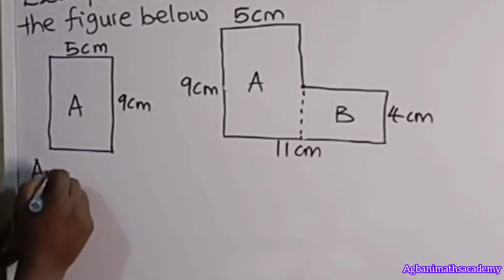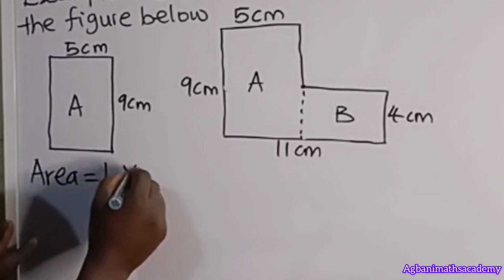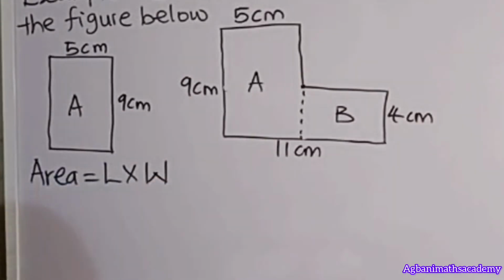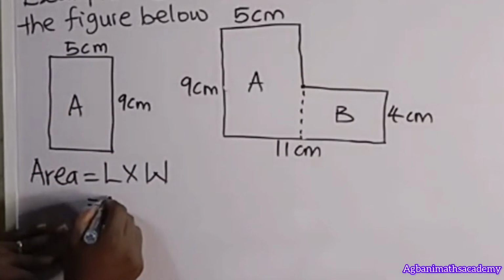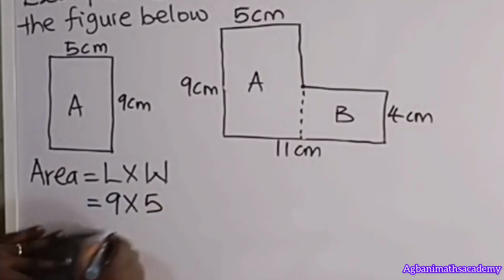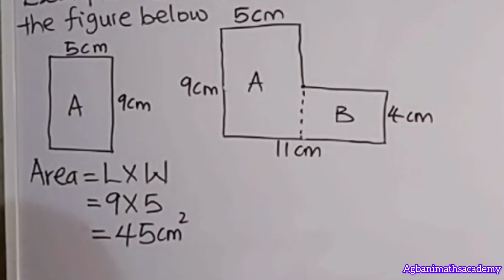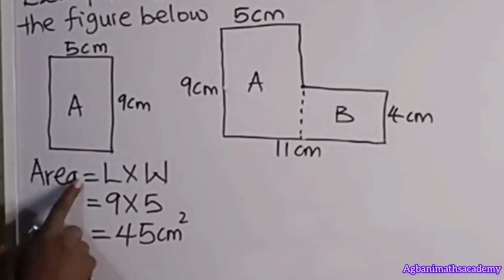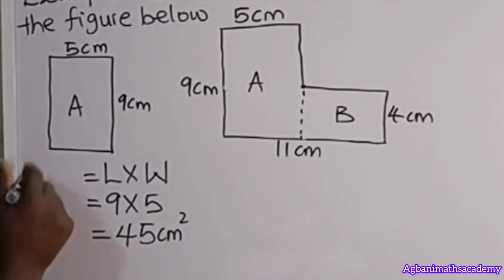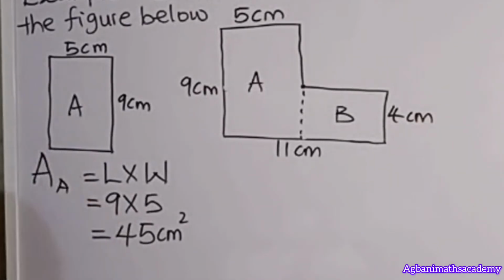Area is equal to length multiplied by width. The length is 9, the width is 5. So we have 9 multiplied by 5, and that will give us 45 centimeter squared. So we've gotten the area of A. Let's call it area of A. So now let's consider area of B.